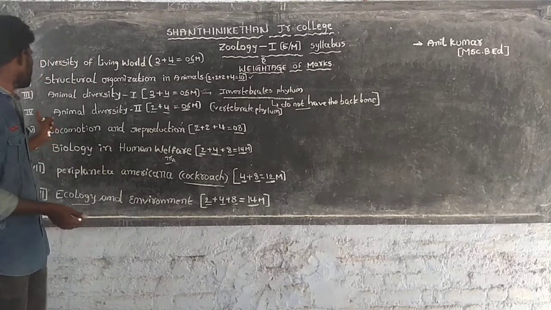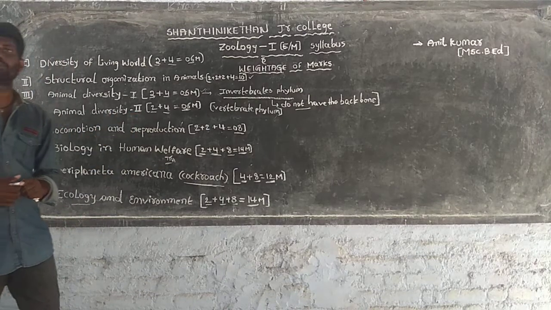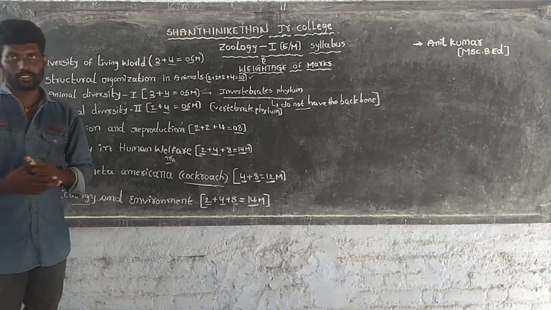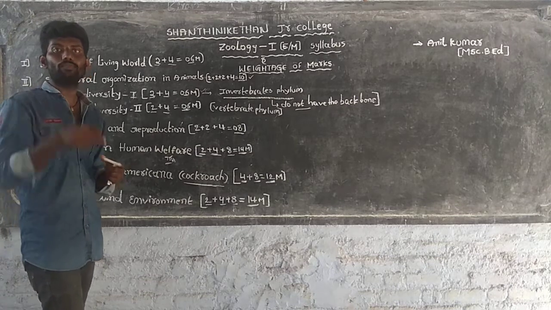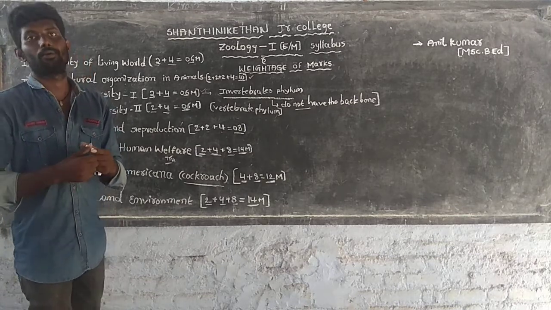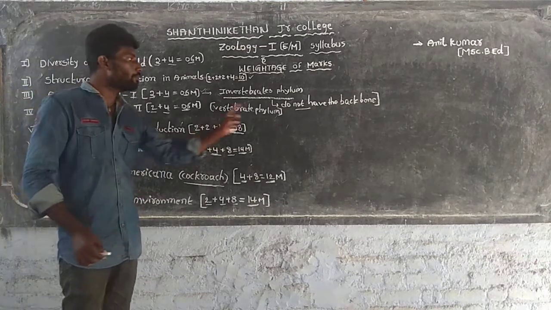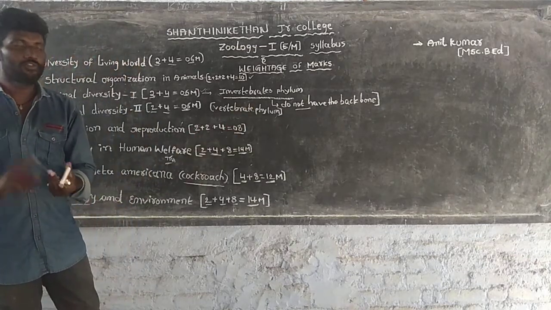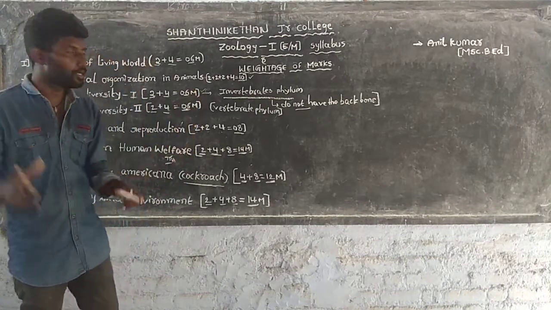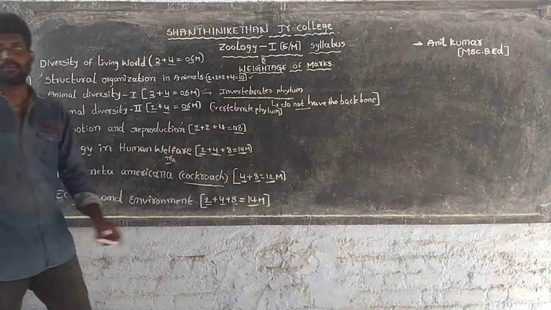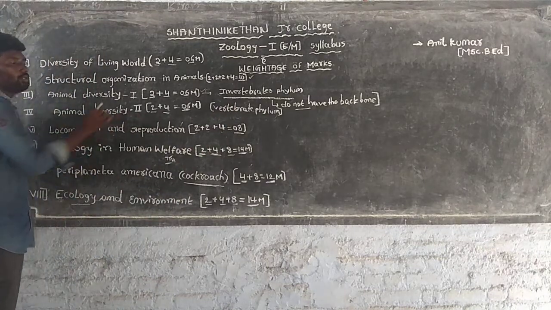Next, the other lesson name is Animal Diversity 2. In this chapter, chordates and vertebrates are explained. What is the meaning of vertebrates? Vertebrates are living organisms with a backbone. Organisms with a backbone are included in the vertebrate phyla, such as fishes, amphibians, reptiles, aves and mammals. The general characters are explained in the chapter named Animal Diversity 2.